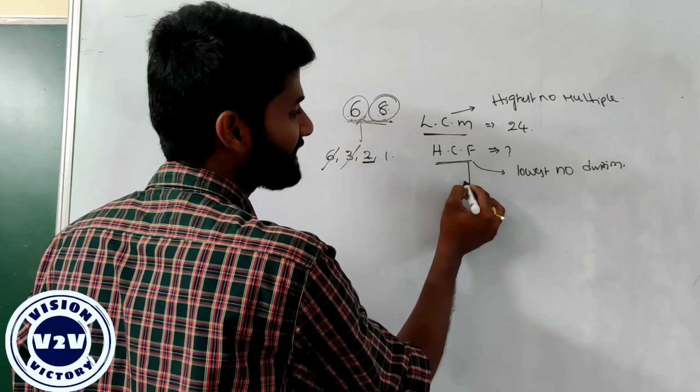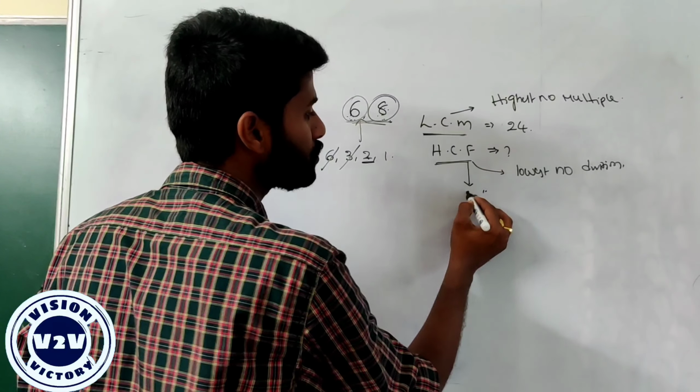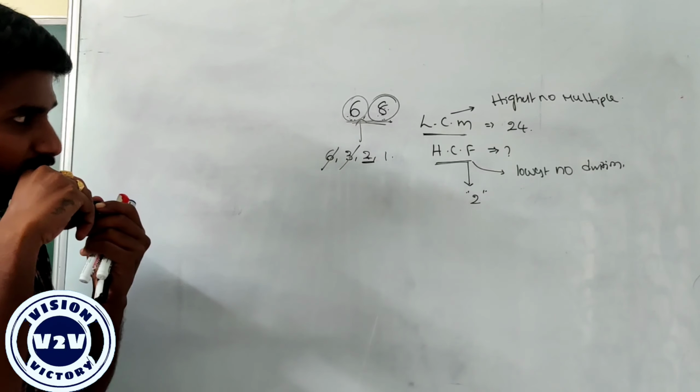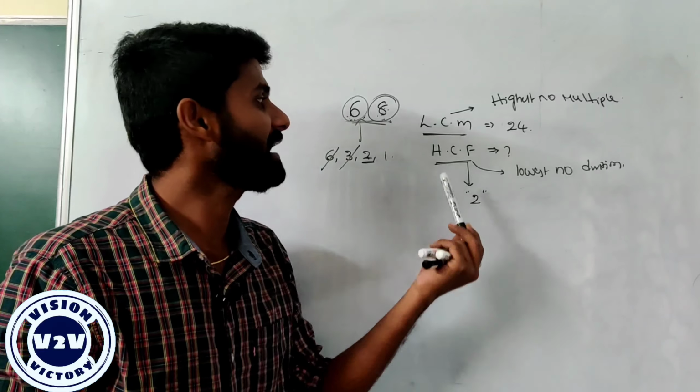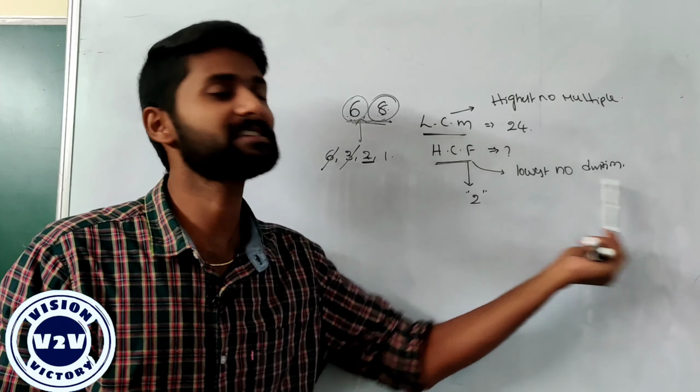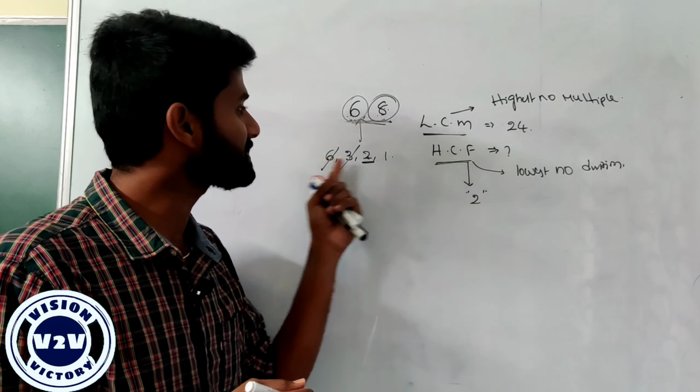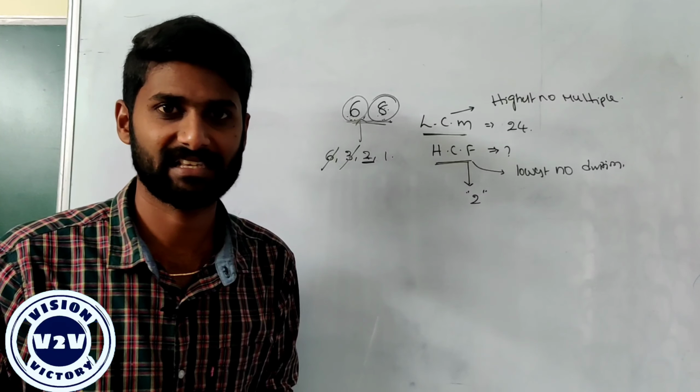For 6 and 8, the HCF can be defined as 2 only. So the direct approach we can say is that LCM can be defined by the highest-number multiple, and HCF can be decided by the lowest-number divisible. Whatever that lowest number is, that can be decided as the HCF.